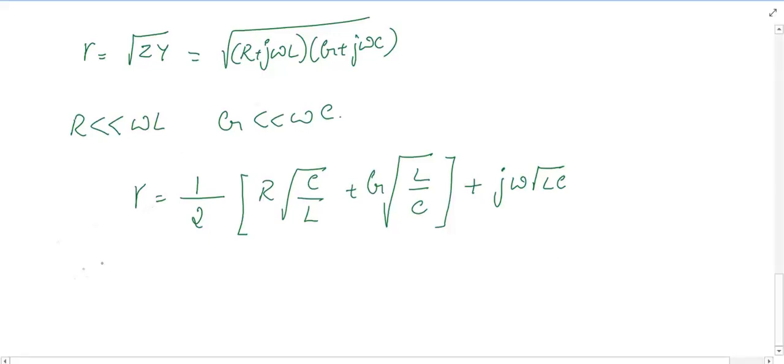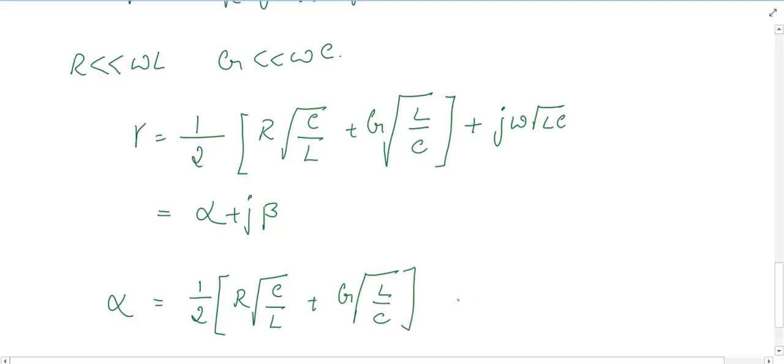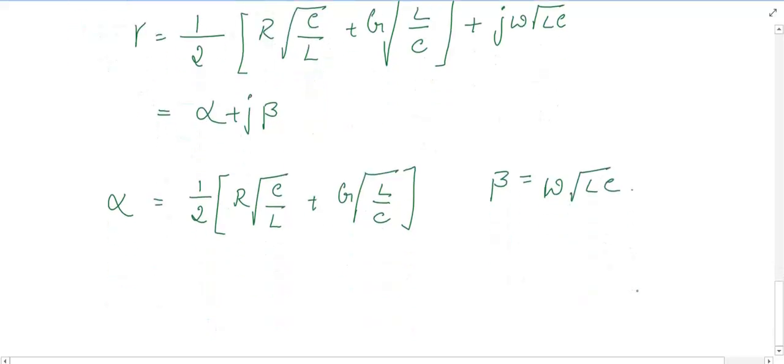Now from this, what is this? We know that the propagation constant is nothing but alpha plus j beta, right? So we are mainly speaking about the attenuation constant. From this, the attenuation constant can be written as alpha equal to 1 by 2, the real part, R root of C by L plus G root of L by C. The imaginary part is the phase constant beta, which is equal to omega into root of LC. Now, we are speaking about the attenuation losses. So, there are two types of losses.